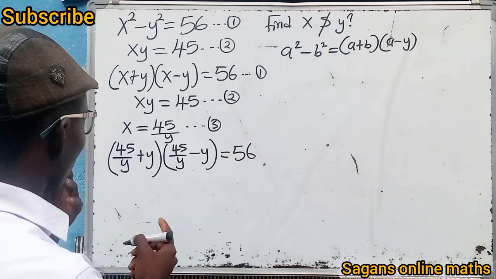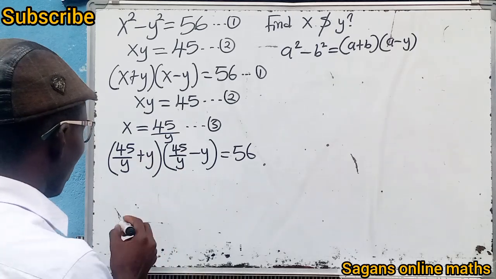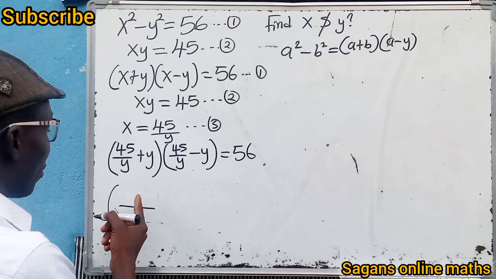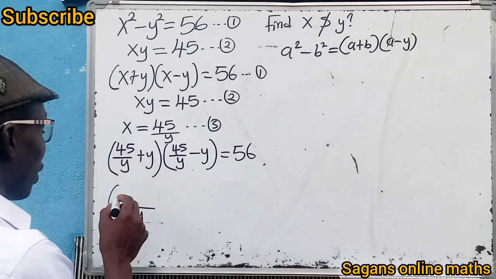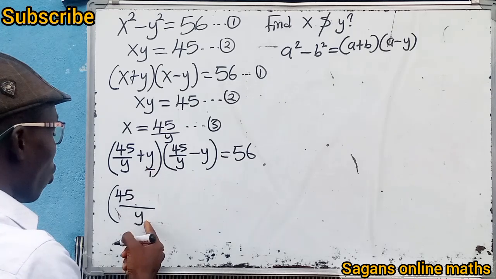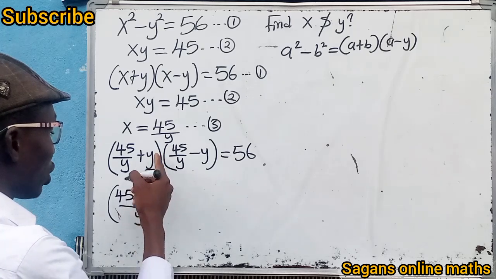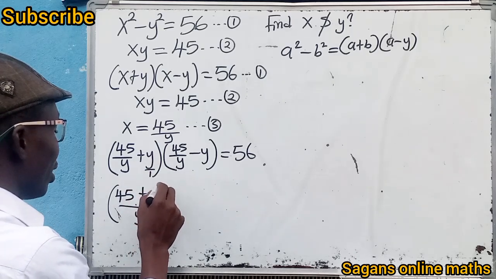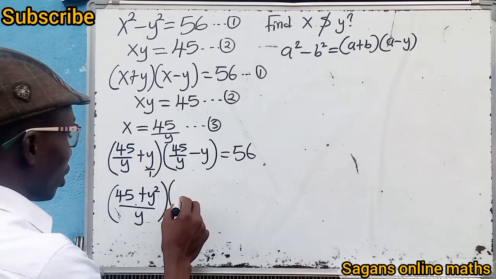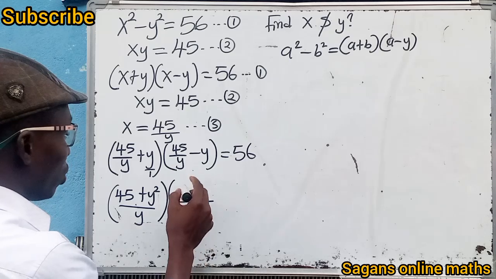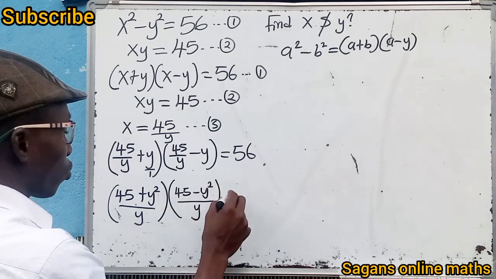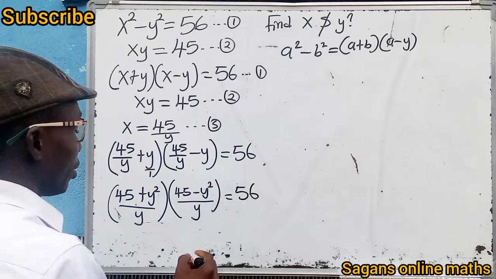Now from what is inside the parentheses, let's take our LCM. Our LCM is y. Then y divided by y gives us 1 times 45, which is 45. The denominator is 1, so y divided by 1 gives y times y, which is y squared. Then we can close the parentheses. The same thing here, our LCM is y. So this has become (45 minus y squared) all over y, all this equals 56.